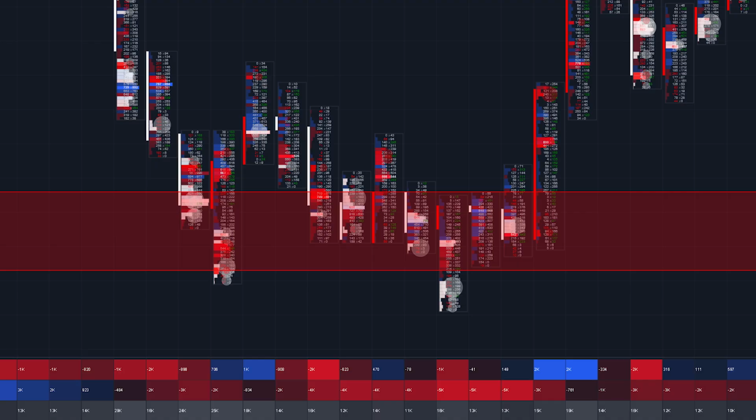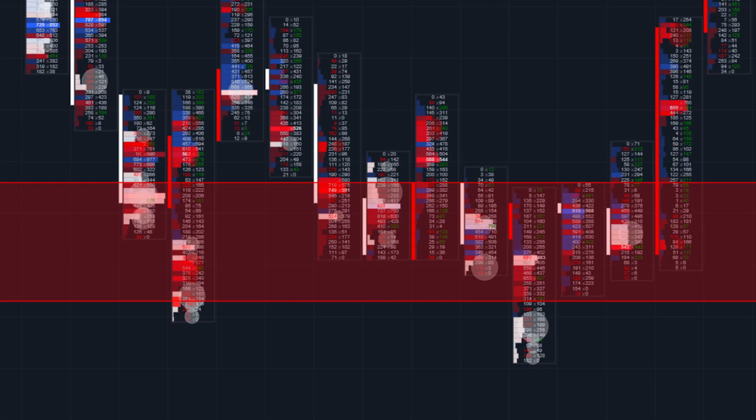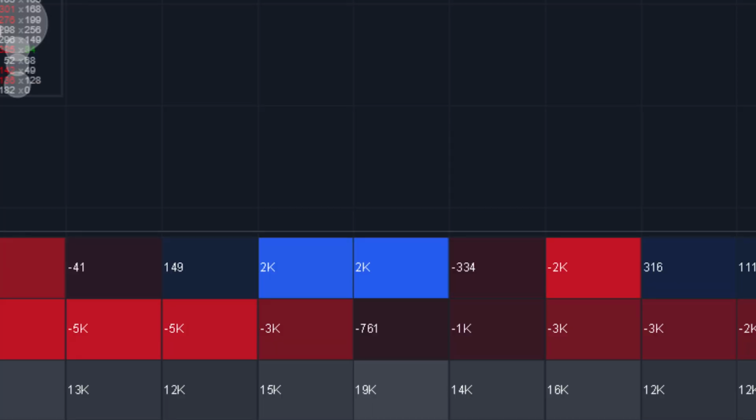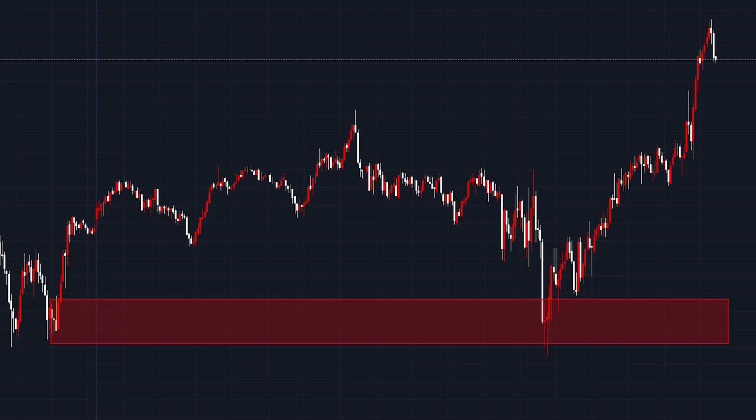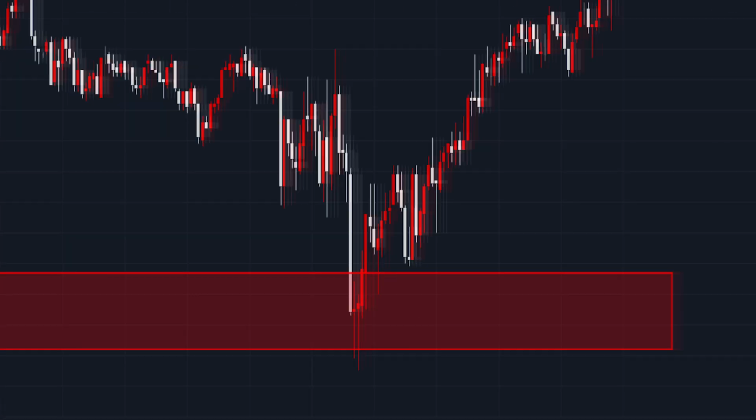This is another case of failed auction. After multiple failed attempts to auction lower, sellers become trapped, momentum shifts, delta starts to rotate, and the market rallies aggressively for the rest of the session. This is another great example of an order block validated with order flow. Price rallies aggressively, then comes back into this red zone, which is the last opposing candle before the impulsive move up. Now watch what happens inside the zone.